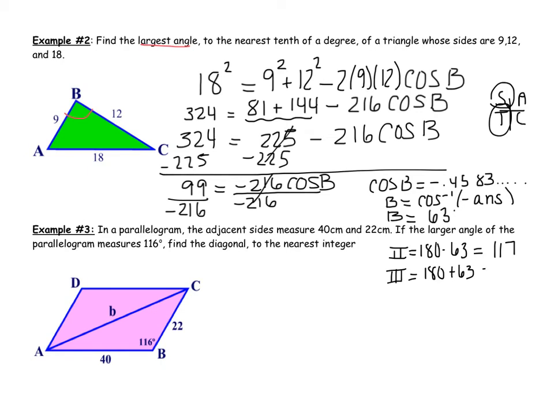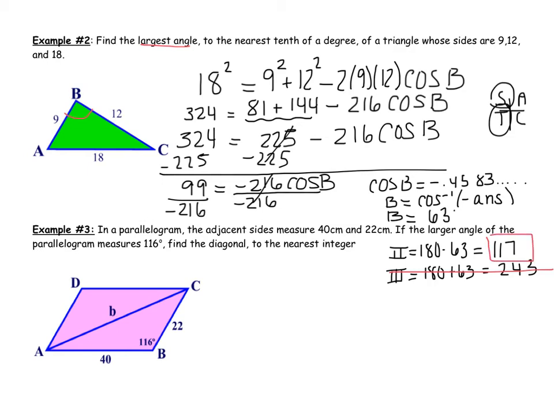which is 243. Now, if you look at these two angles, is it possible for one angle of a triangle to be 243 degrees? No, because you can only have three angles add up to 180. So this one does not exist at all. You can't even use that one. So it's just 117 is my final answer for B.